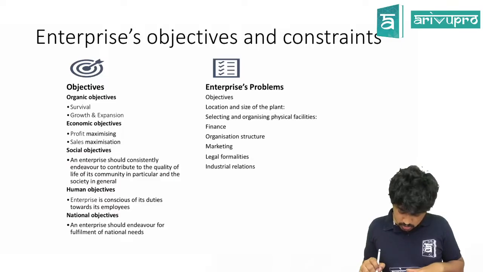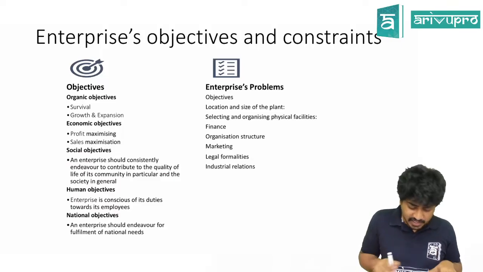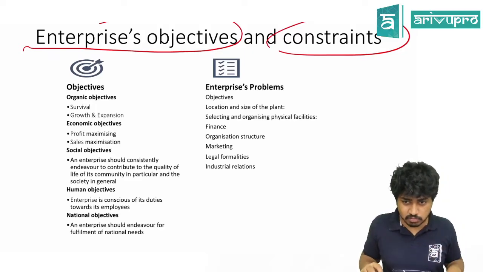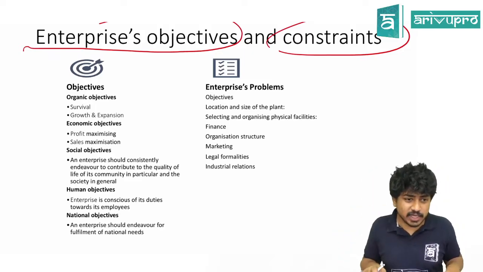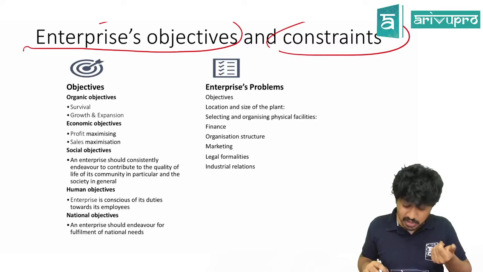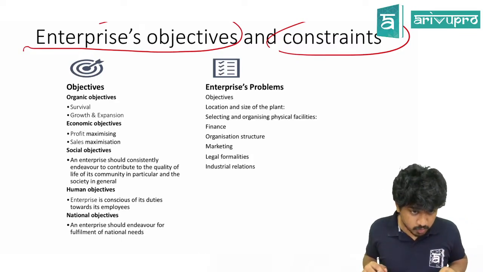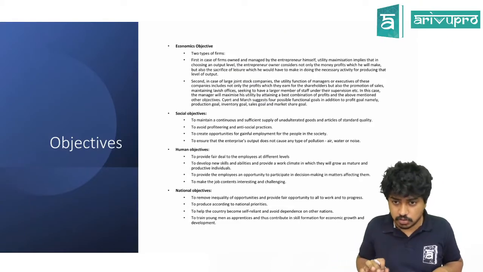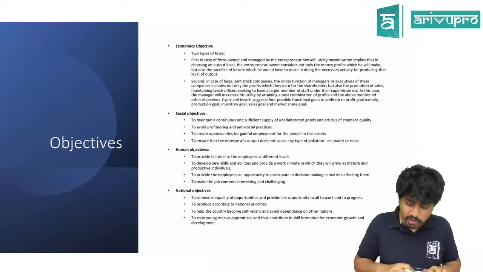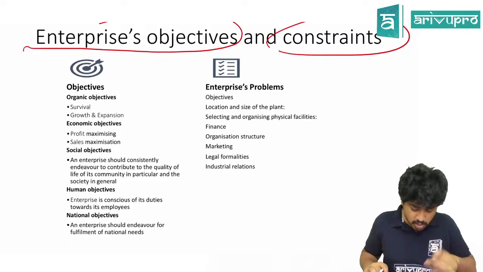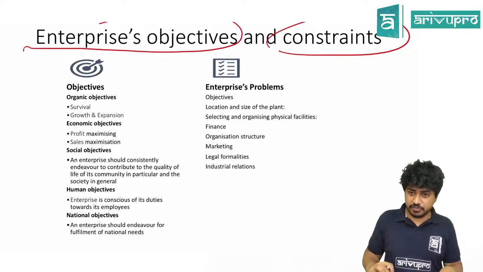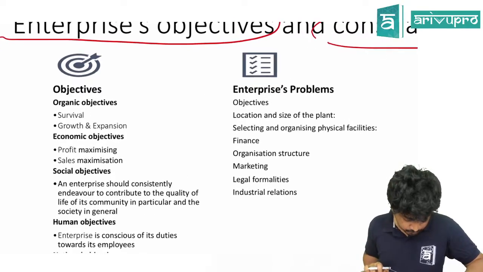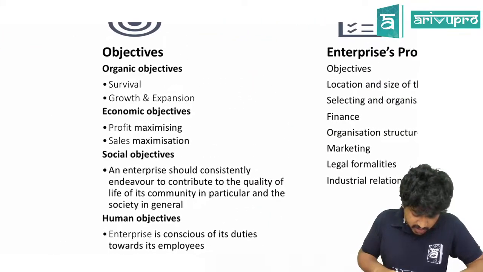Now, there are certain enterprise objectives and constraints which you have to read. There are some 2 to 3 pages given to you. I have not seen major questions coming from that, but we will run through them. I have given you notes to read through, and if you read the notes, that should be more than sufficient. But I will discuss in brief, because this is very theoretical and self-understanding. Now, there are different types of objectives.